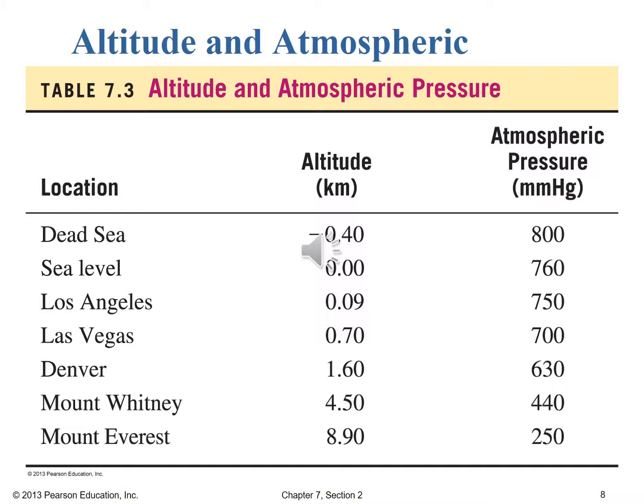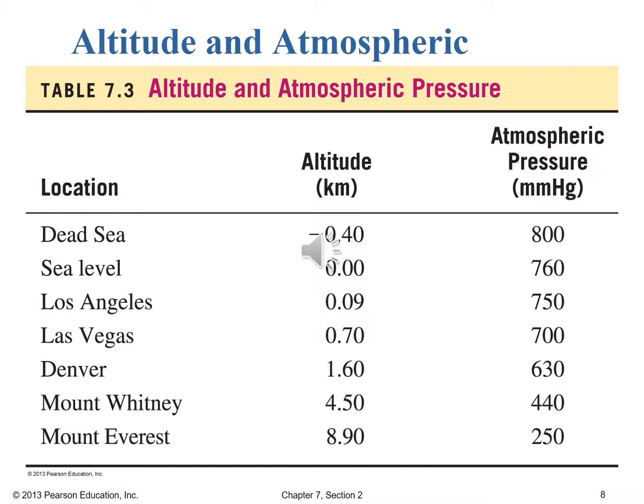Los Angeles, pretty much at sea level, maybe just a little above and therefore a little lower, 750. Las Vegas, Nevada, they're up in the mountains a bit, so now we're down to 700 millimeters of mercury for the atmospheric pressure. Denver, higher yet, therefore now a lower atmospheric pressure. And finally, as we look at really high altitudes like Mount Whitney and then finally Mount Everest, atmospheric pressure at the top of Mount Everest, a mere 250 millimeters of mercury.